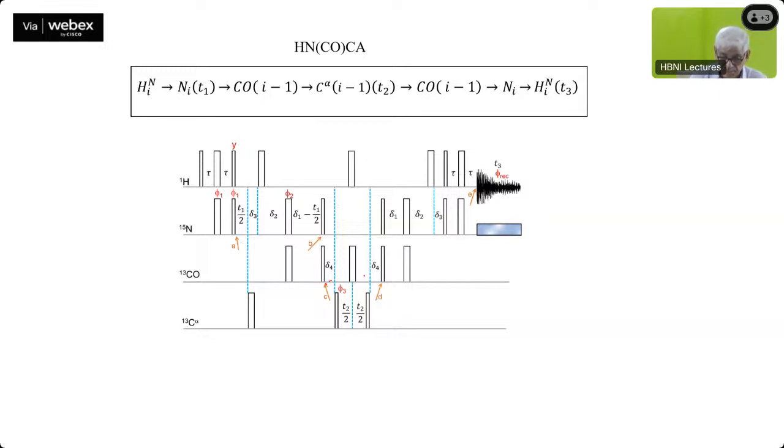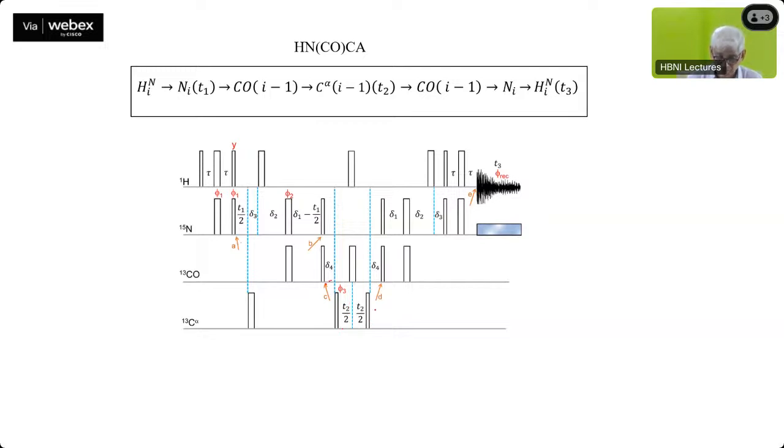And then during this period, you transfer from the carbonyl to the C alpha, the C alpha of residue I minus 1. You come here, C alpha of I minus 1, and you label the C alpha at this point. So this is T2, the independent time variable. Therefore, frequency labeling will happen for the C alpha.